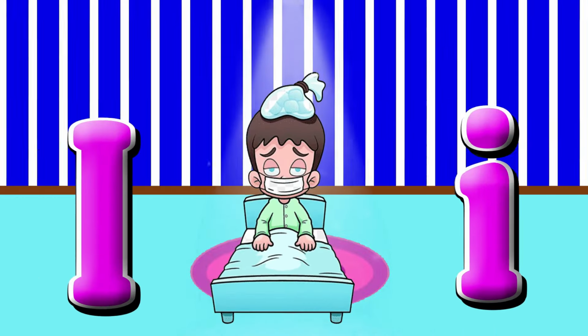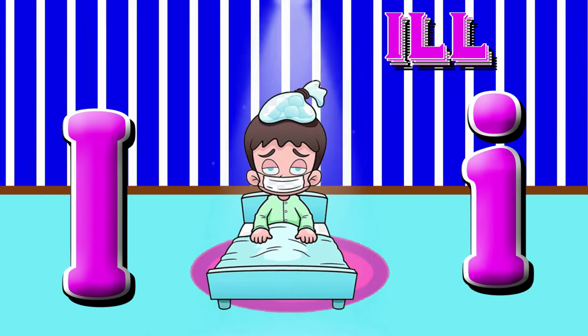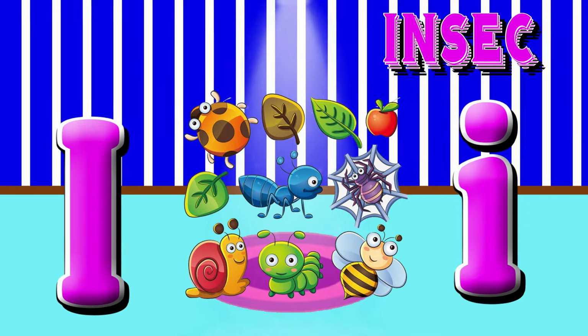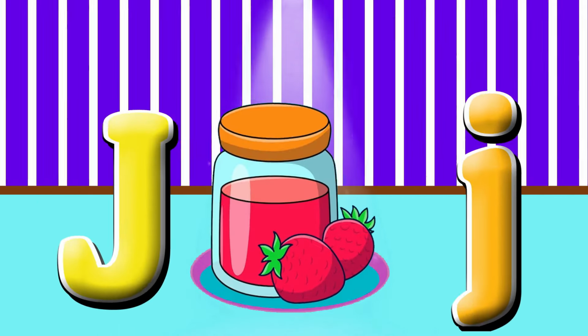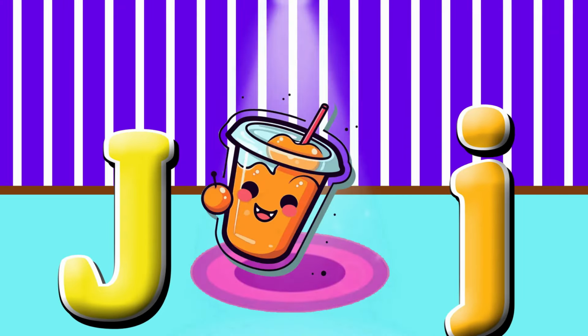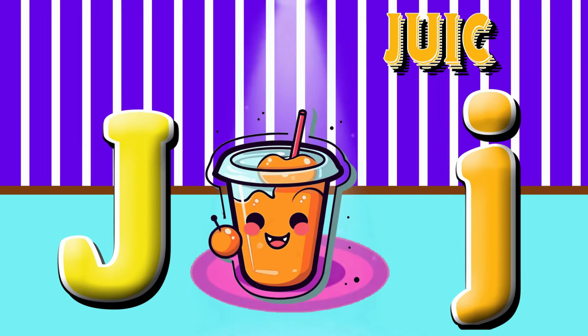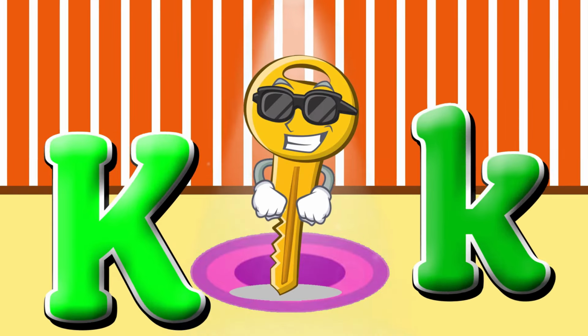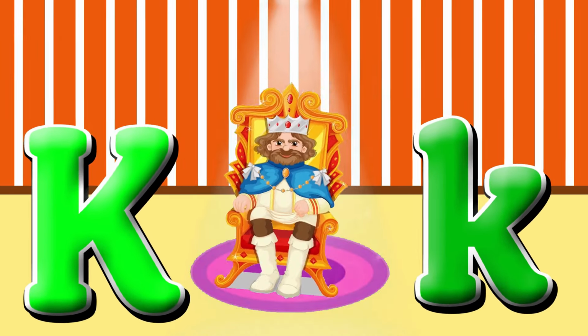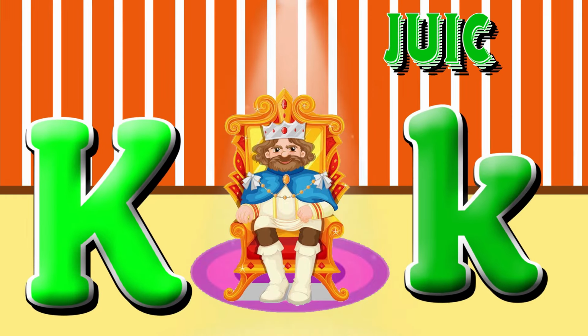I is for ill, i-i-ill. I is for insect, i-i-insect. J is for jam, j-j-jam. J is for juice, j-j-juice. K is for key, k-k-key. K is for king, k-k-king.